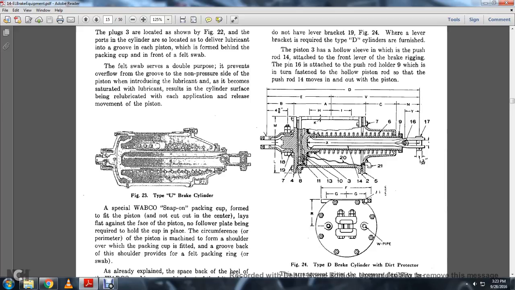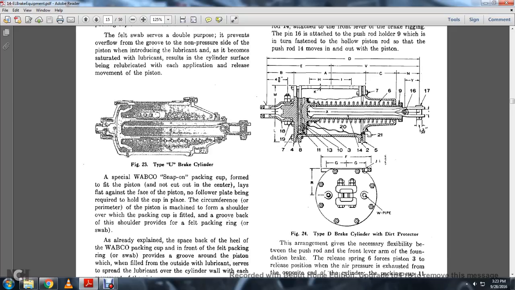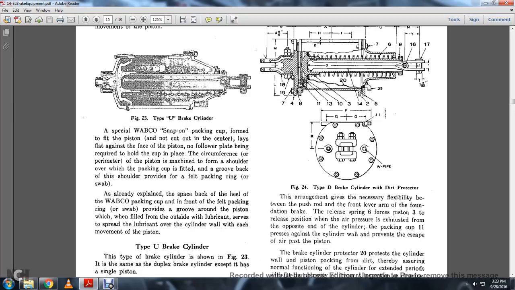Type U brake cylinder. A special Wabco snap-in backing cup forms the piston packing, not cut off at the center of the leg against the face of the piston, nor requiring any form or play to hold it in place. The circumference of the piston is machined to form a shoulder over the packing cup, fitted with a groove and a shoulder provided with a felt packing ring, or swab. As already explained, the space below the head of the Wabco packing cup in front of the felt packing ring or swab provides a groove around the piston, which when filled with lubricant serves to spread the lubricant over the cylinder wall with each movement of the piston.